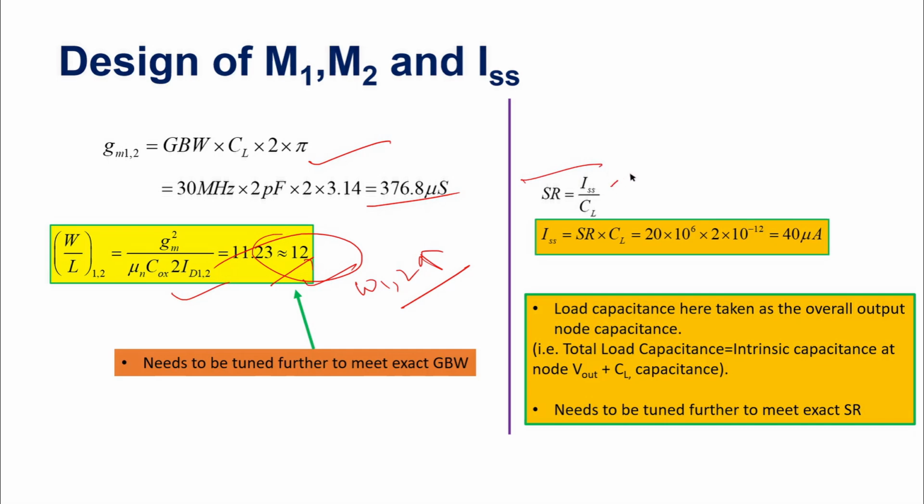This is the relationship of slew rate with current and load capacitance. Using this, we have found the required current to be 40 microampere. Again, I would like to highlight that the load capacitance of 2 picofarad is the overall capacitance at the node Vout. Intrinsic capacitance is also there, so we have to adjust the load capacitance to compensate for the intrinsic capacitance to get the exact slew rate in the simulation.